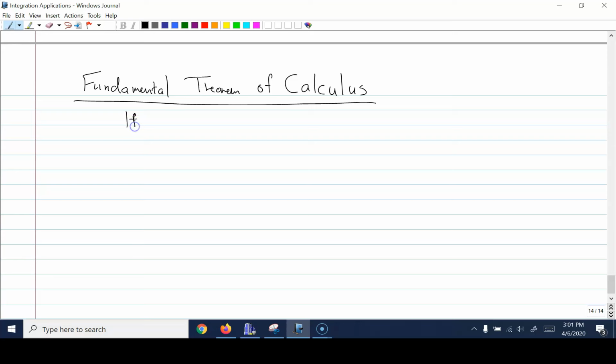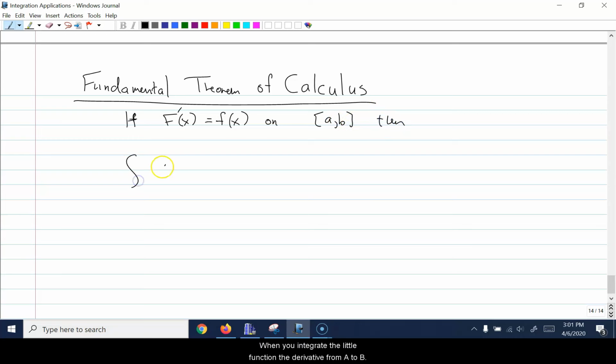So if big F of x, if the derivative of big F of x is little f of x on an interval from a to b, then when you integrate the little function, the derivative, from a to b, the point of it was: I know the rate of change of something. That should tell me, if I know exactly how fast you went at every moment, then I should be able to figure out how far did you go. And that's what this thing gives us.